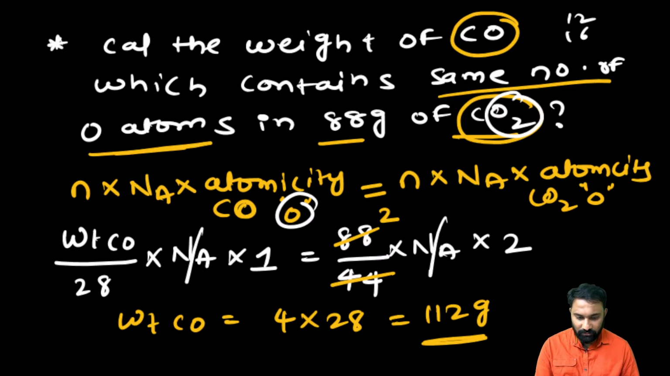Now, based on this formula only, I will give you two more questions. Atomicity means, for which atom is asked, how many atoms are present in that compound. How many atoms are present in that compound is nothing but atomicity. Right? I hope it is clear. Now I will give you questions based on this formula.